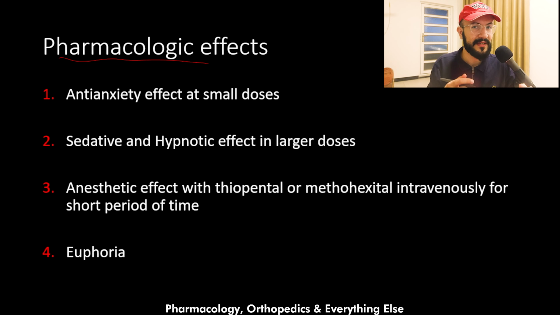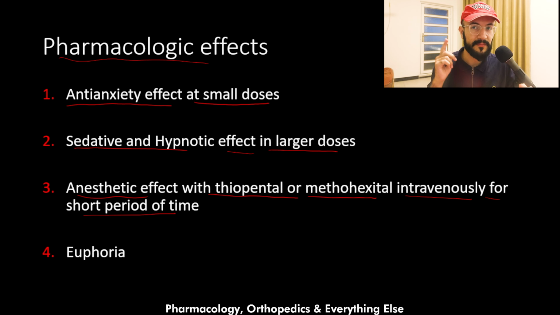Now let's talk about the pharmacologic effects of the barbiturates. So when the patient administers the barbiturates, this leads to an anti-anxiety effect at small doses and a sedative and hypnotic effect in larger doses. This also might lead to an anesthetic effect with thiopental or methohexital. Those agents are the most likely to cause anesthetic effects among the barbiturates because they are given intravenously for a short period of time, so they reach the brain in high concentrations, leading to the anesthetic effect.